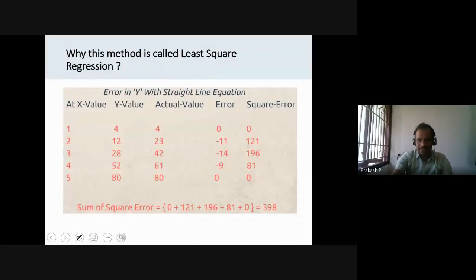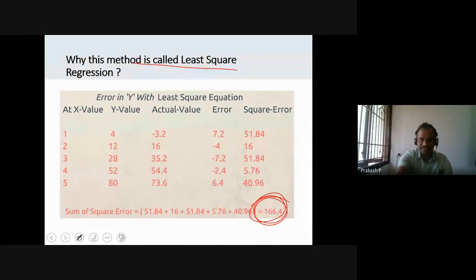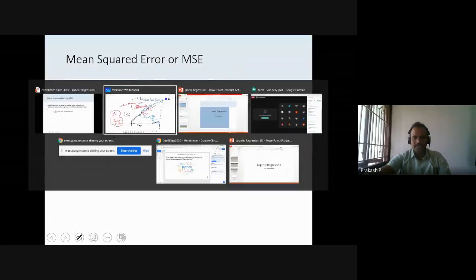Here we are not going to use anything. We used 19, that x 398. If you go for least square regression, we get an error of 166.4. That is the reason we go with the least square regression method. Now I will go to the notebook, and then I will explain so you get a few more ideas.